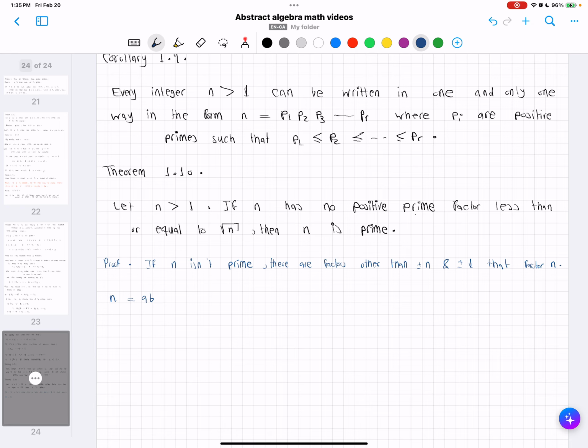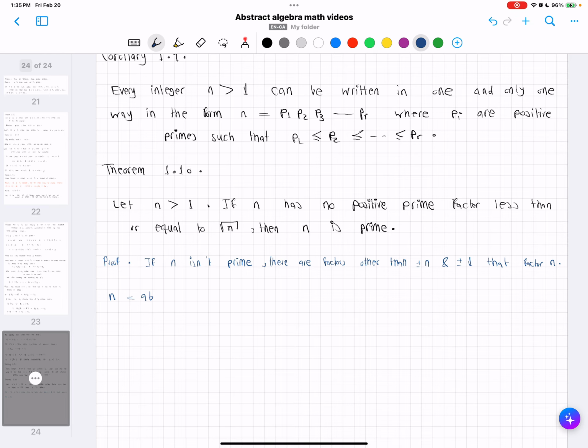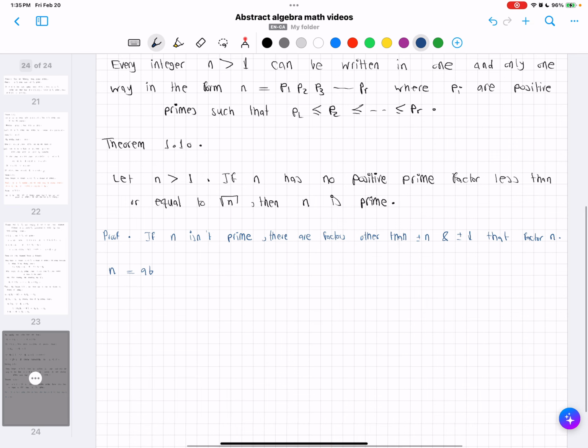n has no positive prime factors, so assume that is true. So every prime factor is bigger than the square root of n. So that means that this is strictly bigger than the square root of n and the square root of n. So then this means that n is bigger than n.